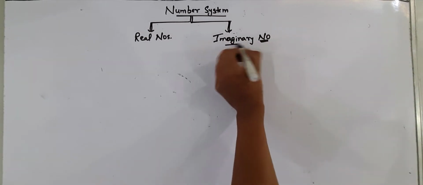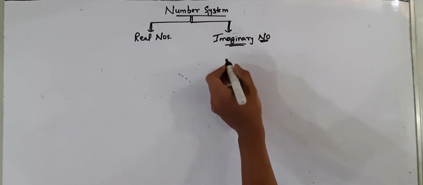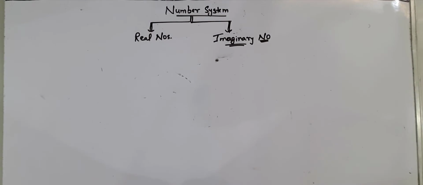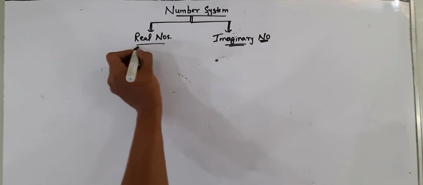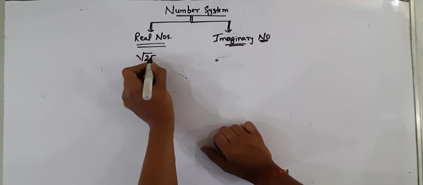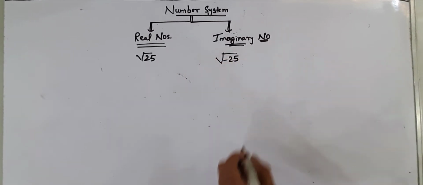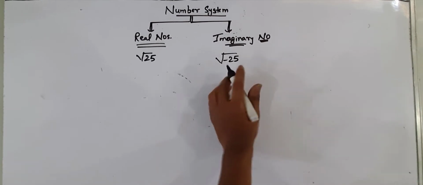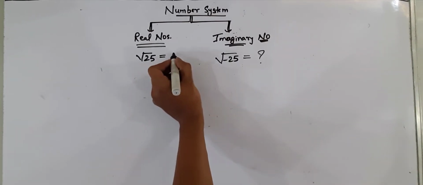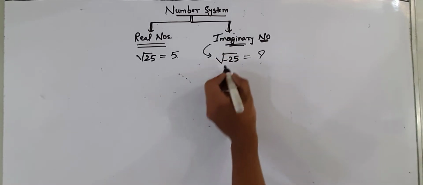So what is imaginary number? A number whose square comes negative is called imaginary number. Here the example for real number is under root 25, whereas the example for imaginary number is under root minus 25. In case we have to find the value of root minus 25, we cannot determine its value. But in case we have to find the value of root 25, we can write 5 here.